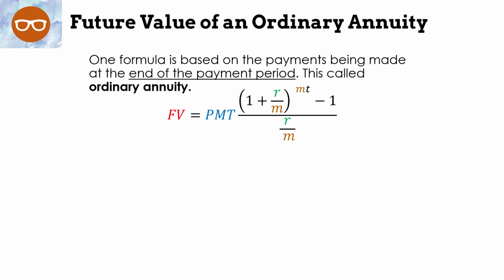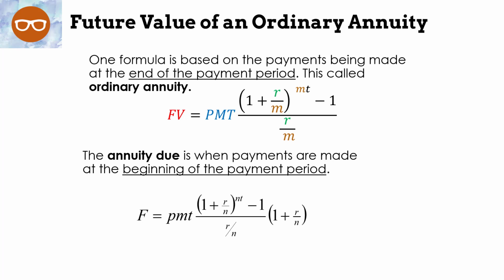Future value of an ordinary annuity. One formula is based on payments made at the end of the payment period. This is called an ordinary annuity. The annuity due is when payments are made at the beginning of the payment period. For this video, we're going to be doing an ordinary annuity.